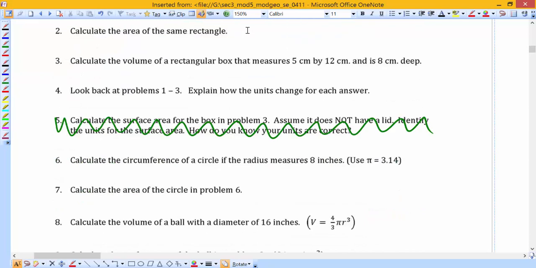Number 5 is a bonus question if you want to work on it, which is the surface area of the same shape as number 3. You're welcome to work on the surface area, but it's not one that I'm saying you have to do. I really need you to just focus on perimeter, area, and volume.